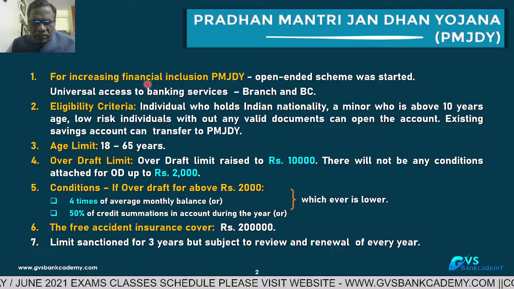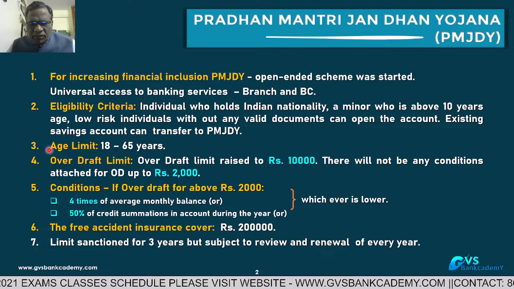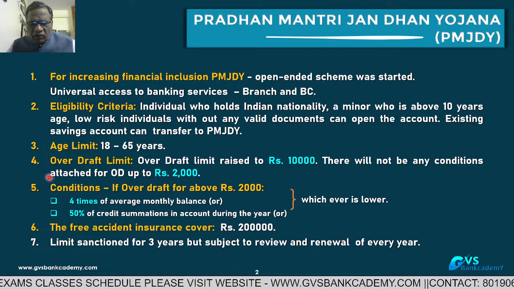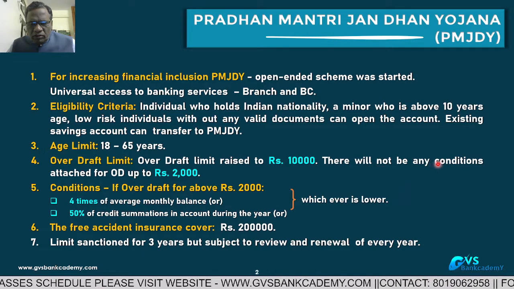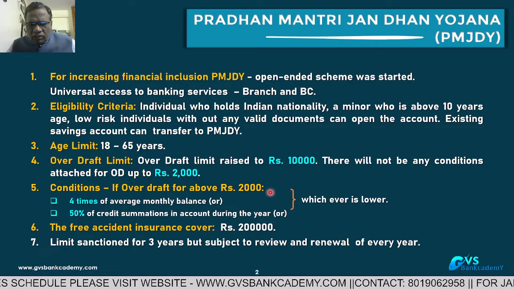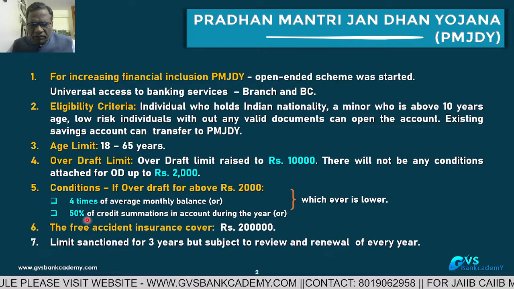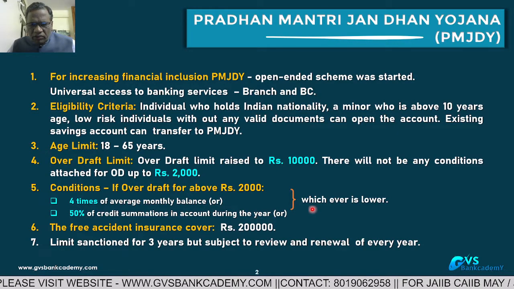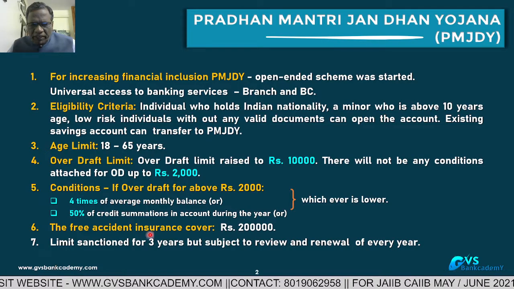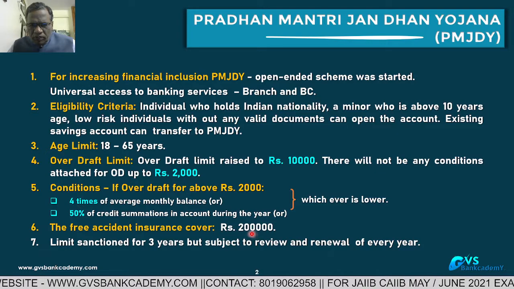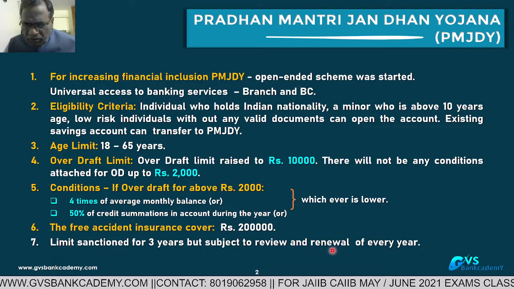From these points, almost in all examinations they ask: what is the age limit? 18 to 65. Overdraft limit 10,000. Up to 2,000, no conditions are attached. Above 2,000, what are the conditions attached? 4 times the average monthly balance or 50% of credit summations in the account during the year, whichever is lower. Free accidental insurance cover of 2 lakh rupees for the account holder. The limit is sanctioned for 3 years but subject to review and renewal every year by the bank.